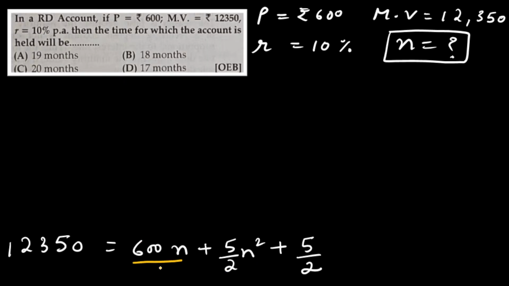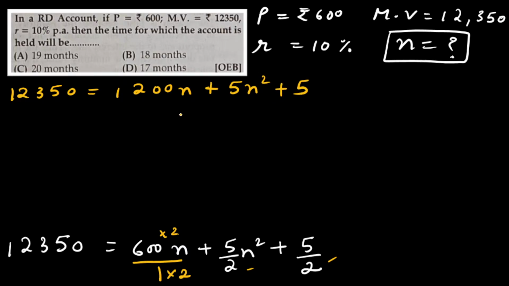So here let us write this also in the form of fraction, because here fractions are getting added. When fractions are getting added, we have to make the denominator same. That means we have to take LCM. Here also 2 is there, here also 2 is there, so we'll multiply up and down with 2. So what we will get here, 12,350 is equal to 1,200 and 6 into 2, 12. So that's how we got 1,200n plus 5n square plus 5 by 2. Because we made the denominator same, one single time we can write.